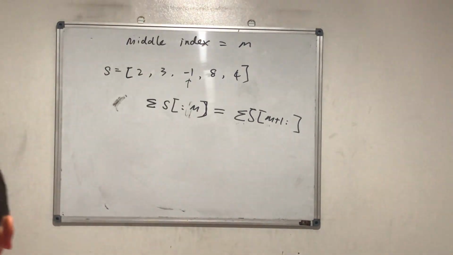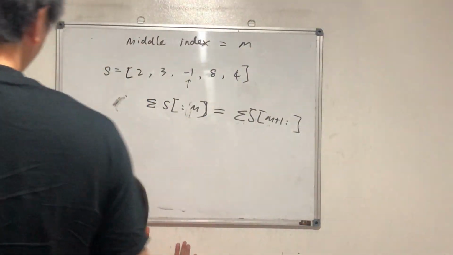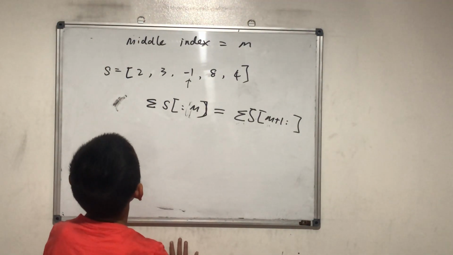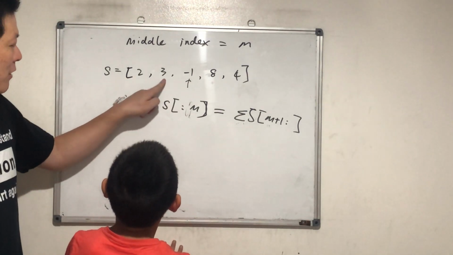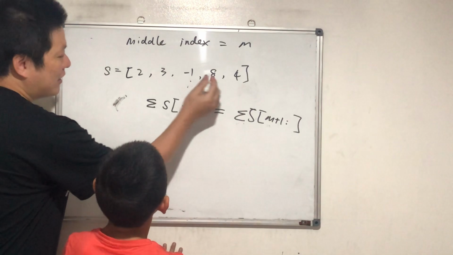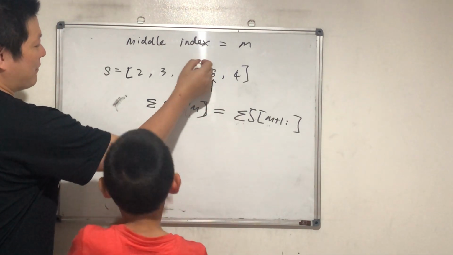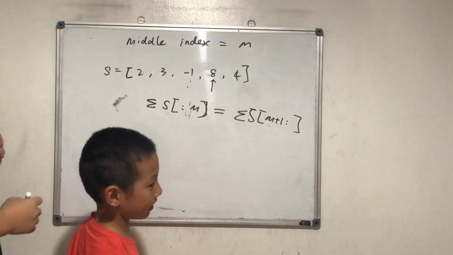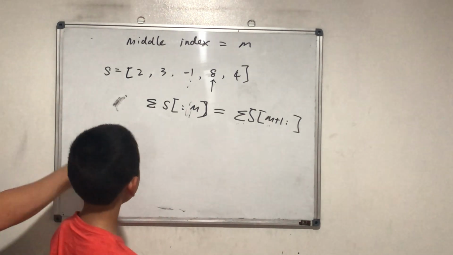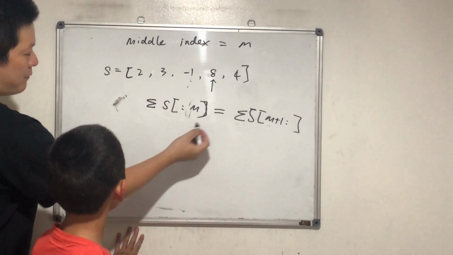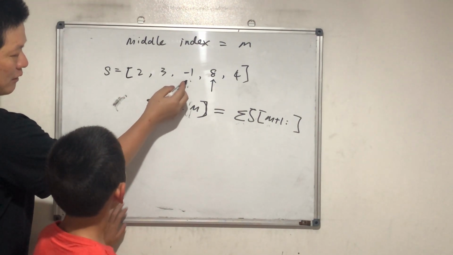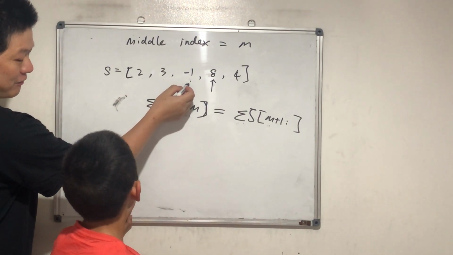What's the meter index? Given this, let me think. It's right next to it. So meter index 0, 1, 2, 3. Okay, so I pick this as the meter index. What's the sum of the left part? 2 plus 3 plus minus 1 is 4.